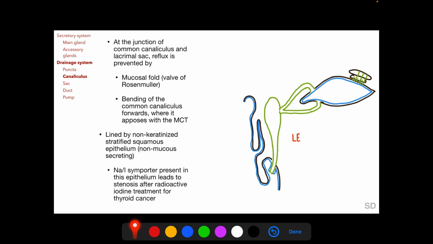The canaliculi are lined by non-keratinized stratified squamous epithelium which does not secrete mucus, and there is a sodium and iodide transporter present in this epithelium, which is said to be the reason why canalicular stenosis may occur after radioactive iodine treatment for thyroid cancer.